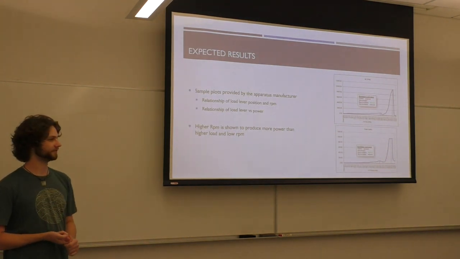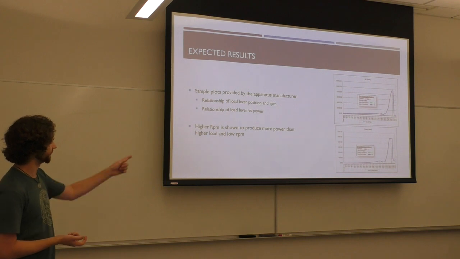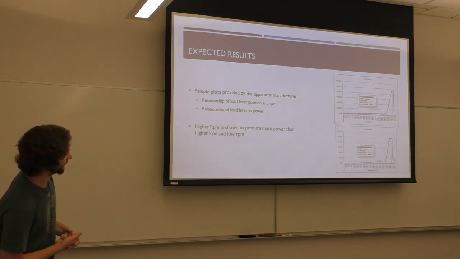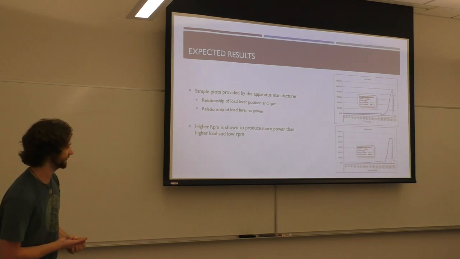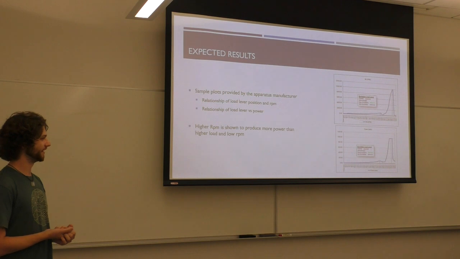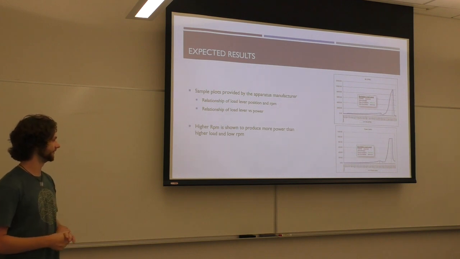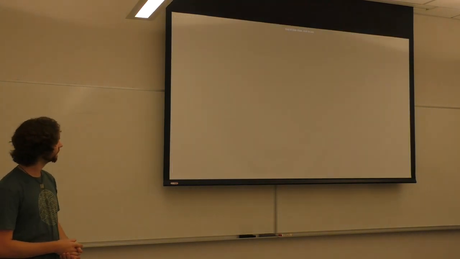So, some expected results here. Sample plots are provided by the apparatus manufacturer. We can see those two on the right. Those are plots of RPM versus time and power versus time. Sorry, it's hard to see from all the way over here. We can see that at higher RPM, it's shown to produce more power than at high load and low RPM. I think that's everything.